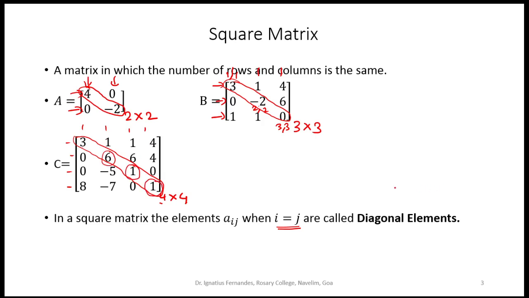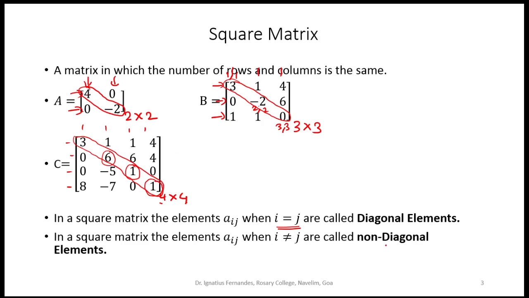The elements which are not on the diagonal are called non-diagonal elements. These are the elements where the row and the column in which they appear are not the same, i is not equal to j. So all these are non-diagonal elements. Here the non-diagonal elements are 0 and 0. Here the non-diagonal elements are this and this.